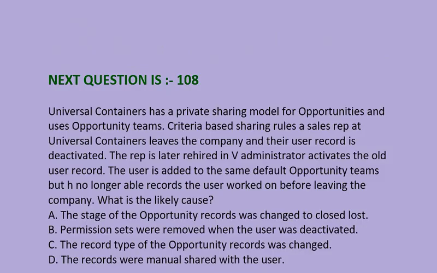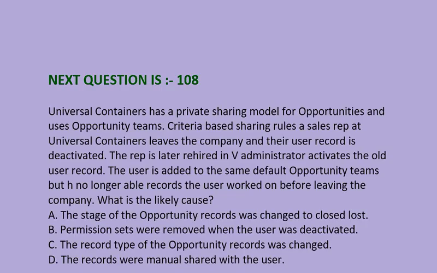Question: Universal Containers has a private sharing model for opportunities and uses opportunity teams and criteria-based sharing rules. A sales representative at Universal Containers leaves the company and their user record is deactivated. The representative is later rehired and the administrator activates the old user record. The user is added to the same default opportunity teams but is no longer able to access records the user worked on before leaving the company. What is the likely cause?